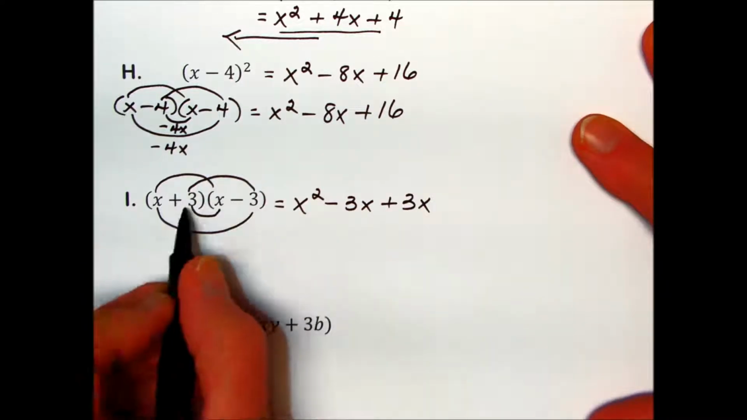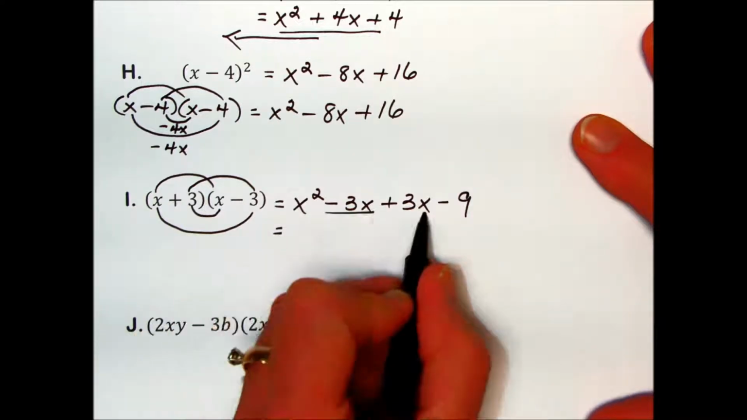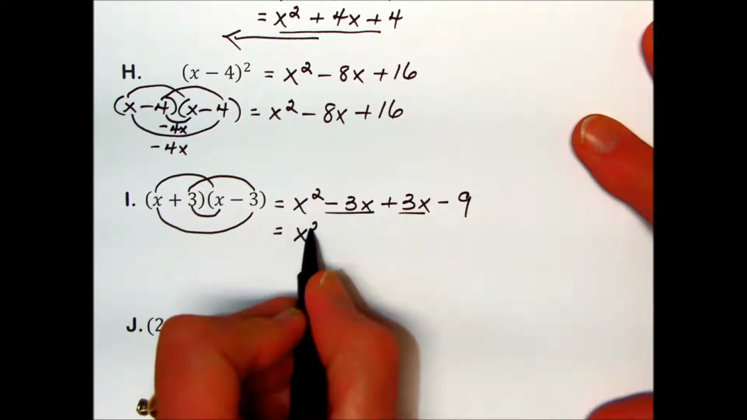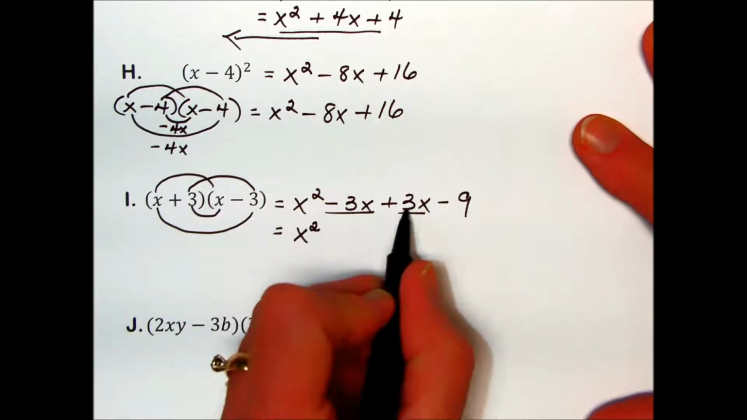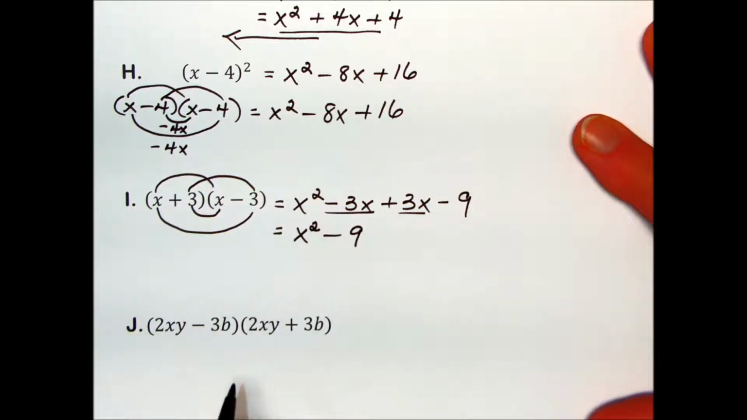And last terms multiplied together, positive times a negative, gives us negative 9. Simplifying, there's nothing to combine with the x squared. These are the only similar terms. They're additive inverses, or opposites. They cancel out, leaving us with a negative 9.